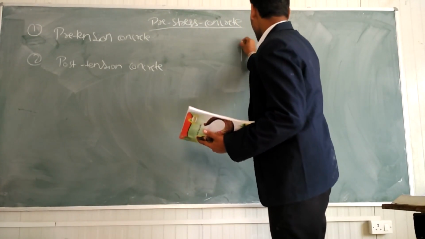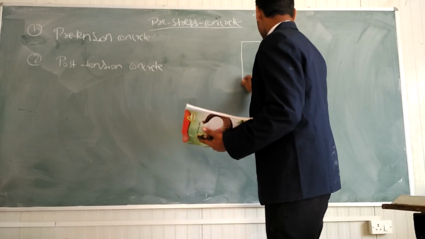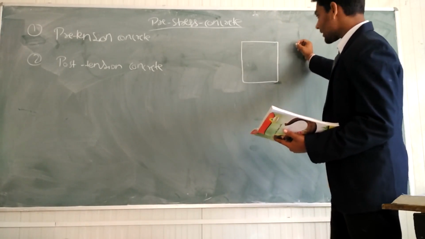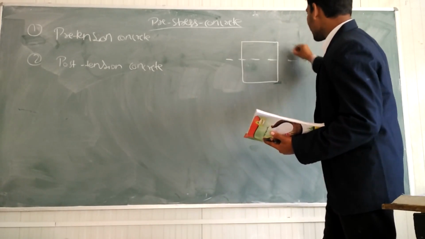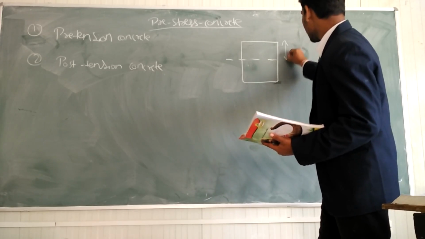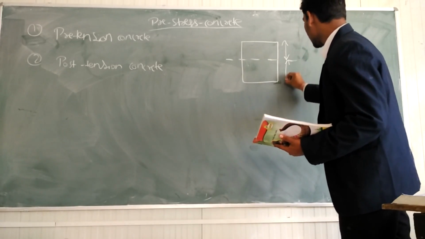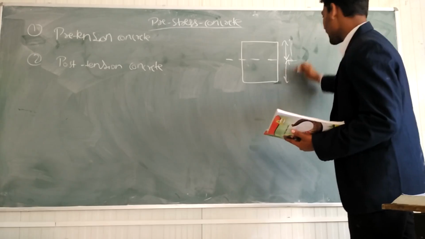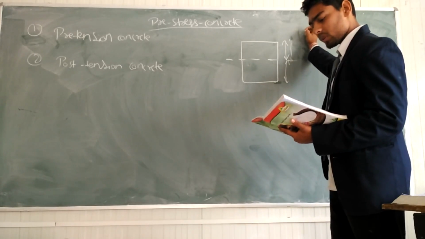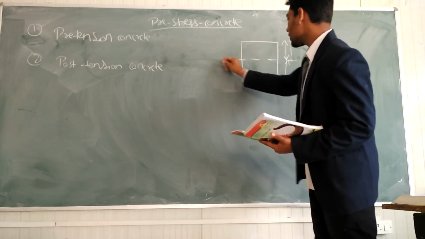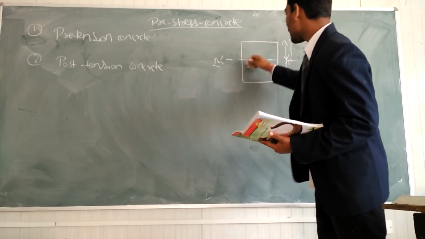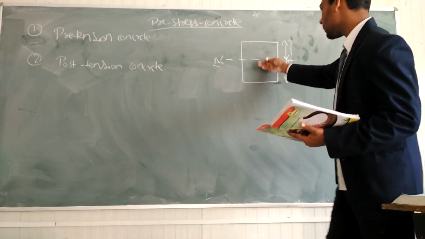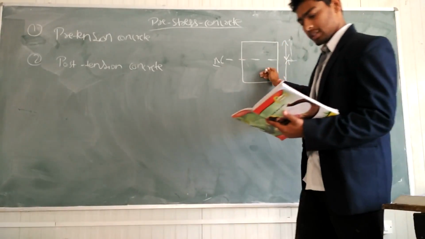If we are talking about RCC, suppose it is a beam. In an RCC beam, the upper part is in compression and the lower part is in tension. There is a neutral axis. Above the neutral axis, the part is called the compression part, and below the neutral axis, the part is known as the tension part.